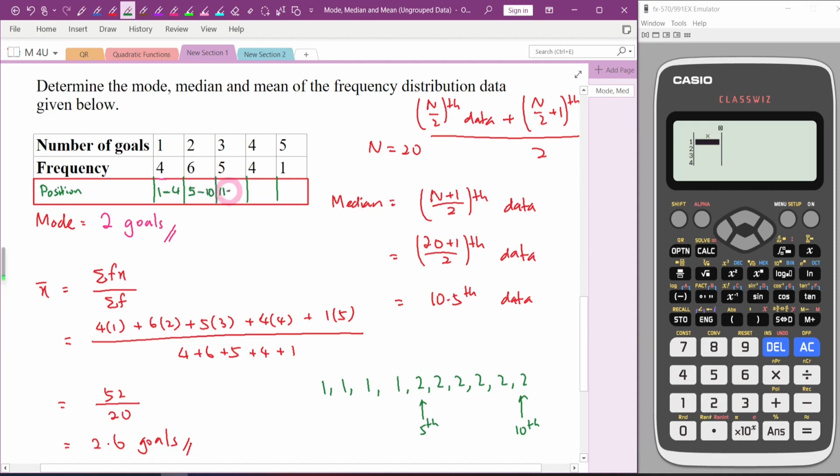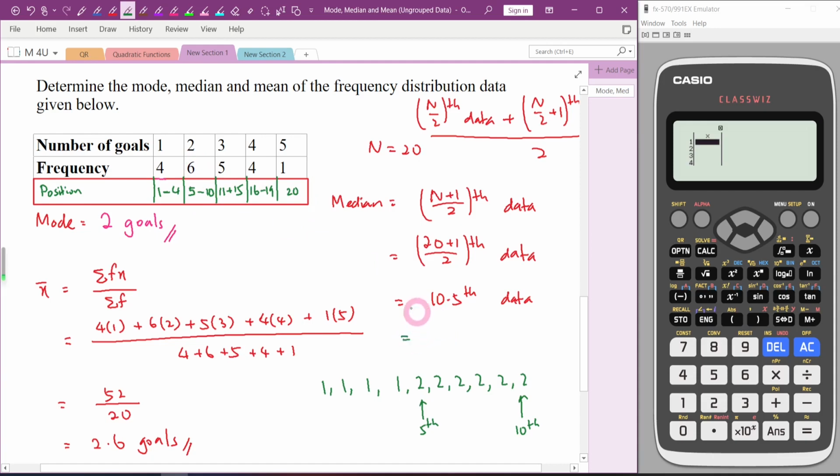10 plus 5, 15. This will be 16. 15 plus 4, 19. And the next number is only 1, which is 20. So make sure that the last number here is the total number of data. If this is not equal to the total number of data, then we know that something is wrong here. We need to recalculate. Okay, now I have written out the position of the data.